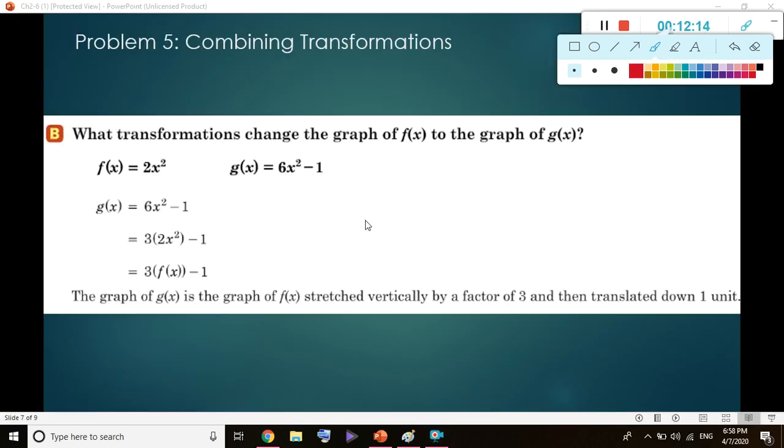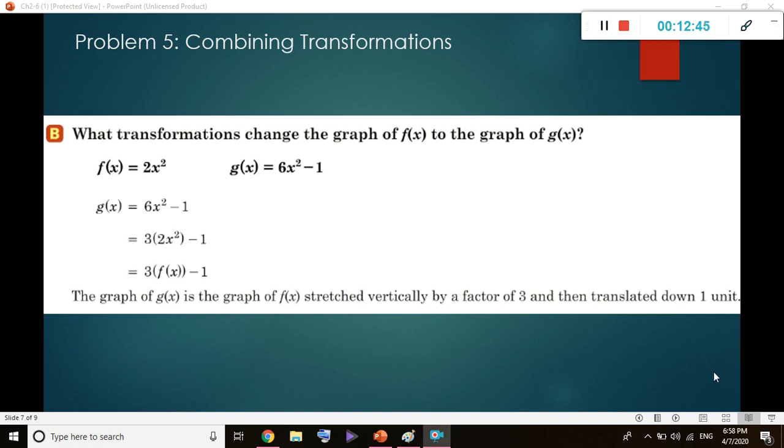So let's check here. Originally we had f of x, then we multiplied it by 3, then -1, as I said. The graph of g of x is the graph of f of x stretched vertically by a factor of 3, yes, as we said, then translated down 1 unit. That's right. So this is the first thing we had, which is stretched vertically. Then we had translated down 1 unit.